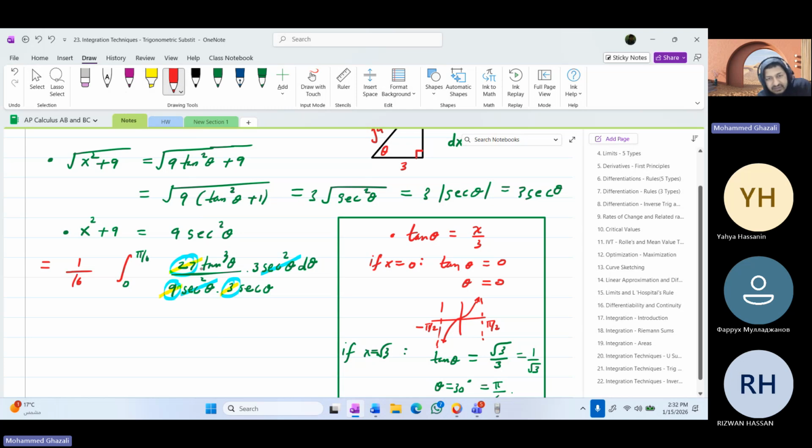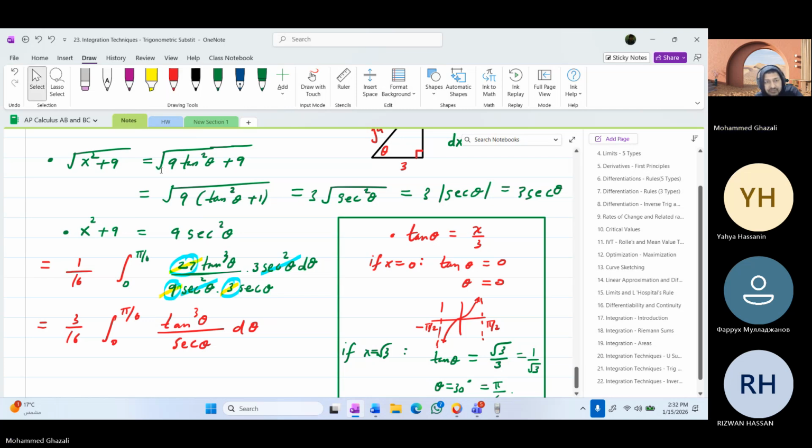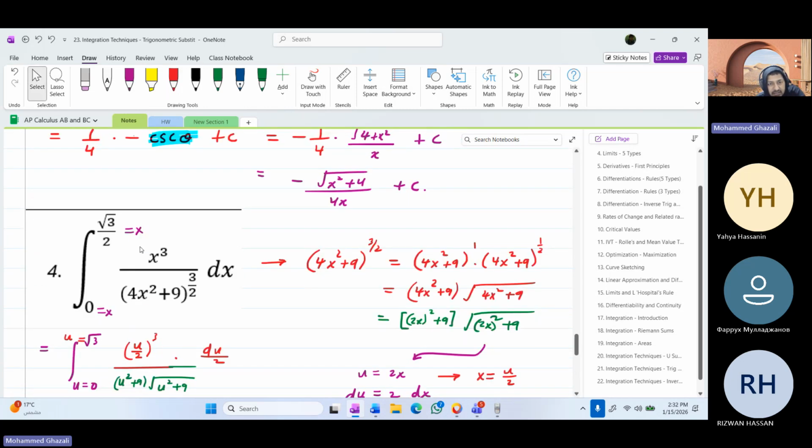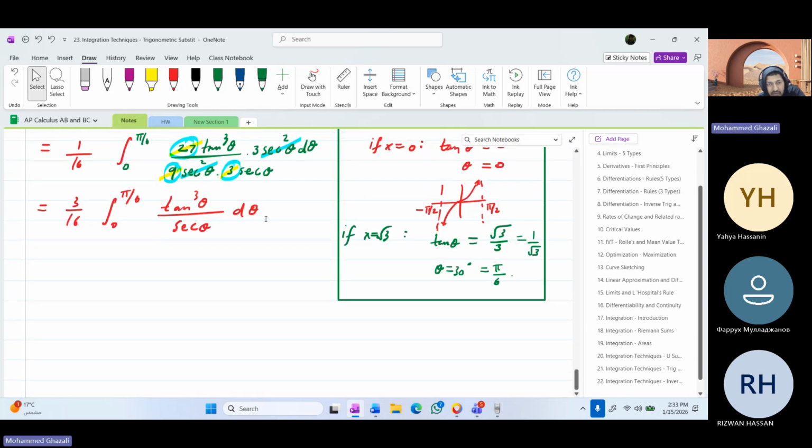So what am I left with? I'm going to move the 3 outside. So I'm left with 3 over 16 integral 0 to pi by 6 of tan cubed theta over sec theta d theta. Now you have simplified this entire thing. You simplified this integral into this form over here.